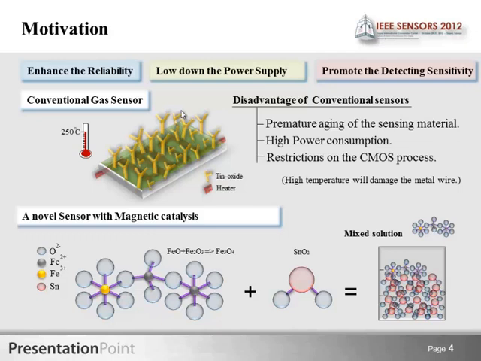High temperature around 250 to 300 degrees will seriously damage the metal wire. Our proposed sensor takes advantage of tin oxide doped with magnetite, through the sol-gel method, to prepare the sensing material and apply it on the sensor structure. By magnetic catalysis, we can enhance the sensitivity.